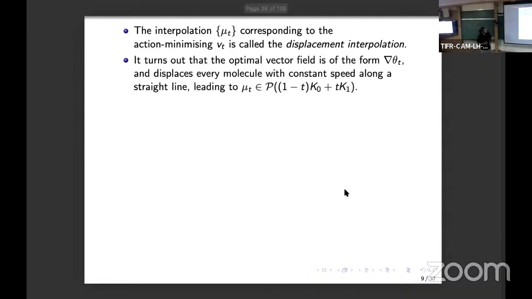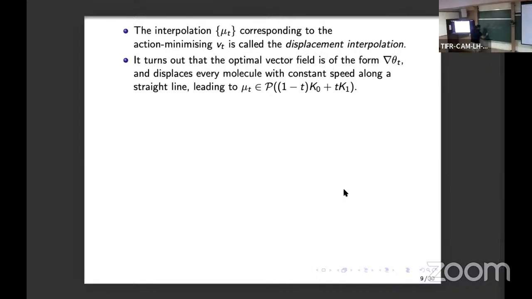And it turns out that the optimal vector field is a gradient field. It's not surprising, because you can split a vector field into two components, and the rotational part will not do anything. It will not move stuff. So the optimal one is a gradient field, and what it does is it moves each molecule from this to its final destination along a straight line. So I move everything along a straight line.